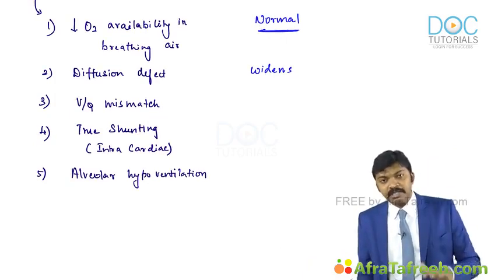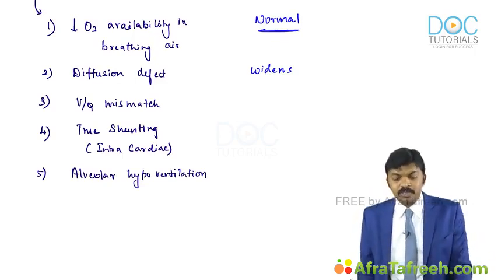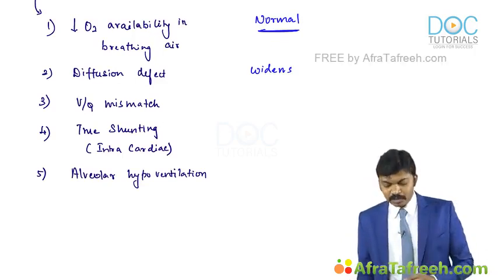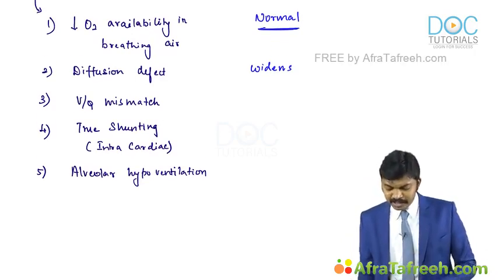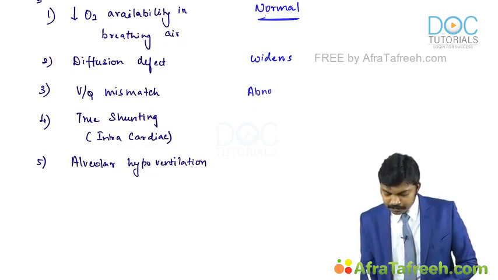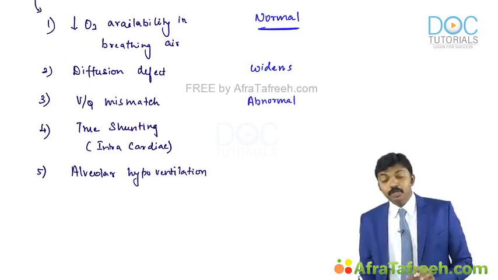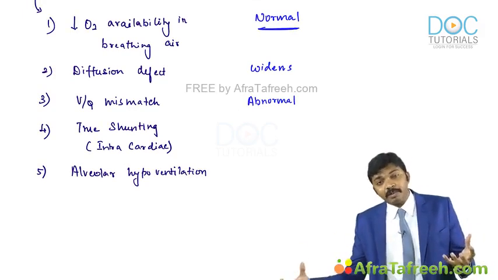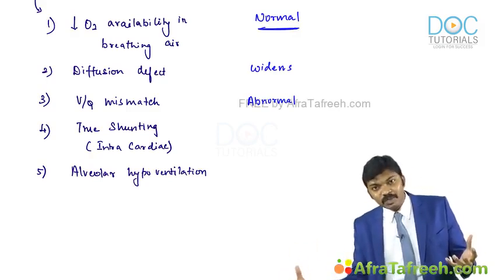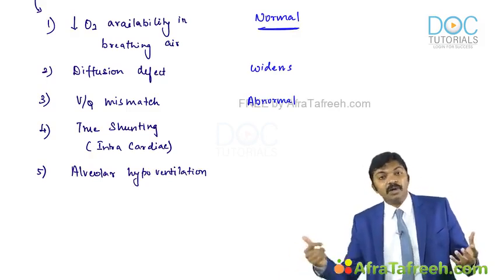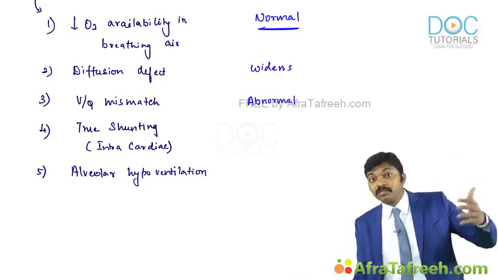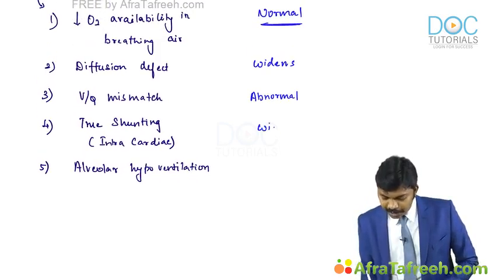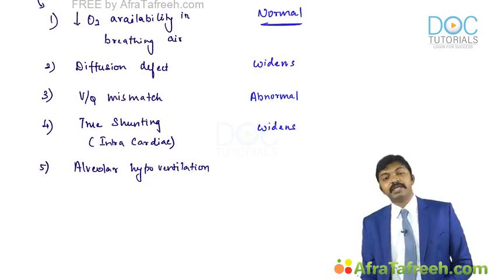Ventilation perfusion mismatch. In spite of oxygen, less oxygen coming to alveolus or less blood coming to take up the oxygen, there is going to be V by Q mismatch. In these conditions, this will be abnormal, doctors. Right? Coming to true shunting, alveolus will have normal oxygen, whereas because of cardiac problems, septal defects and all, there is going to be decreased oxygen in arteries. So arterial oxygen is much less, alveolar oxygen is much higher or on the normal side. So together, true shunting leads to widening of alveolar arterial gradient.